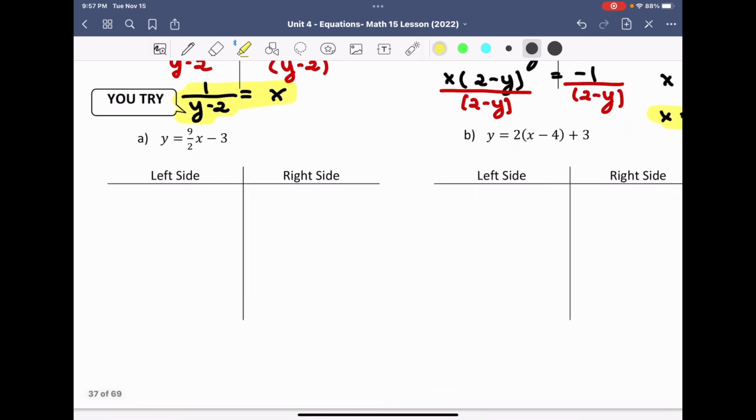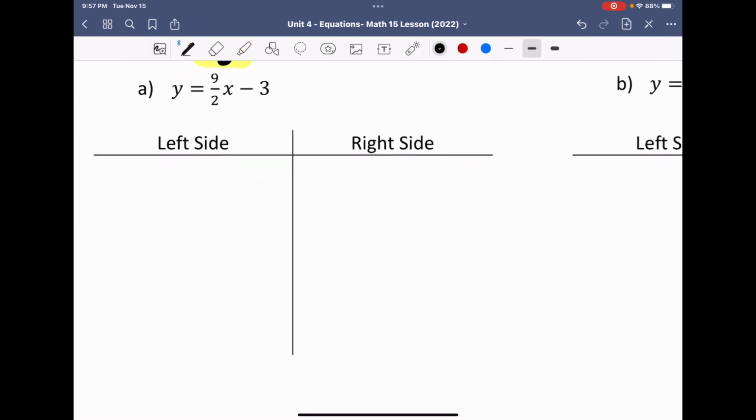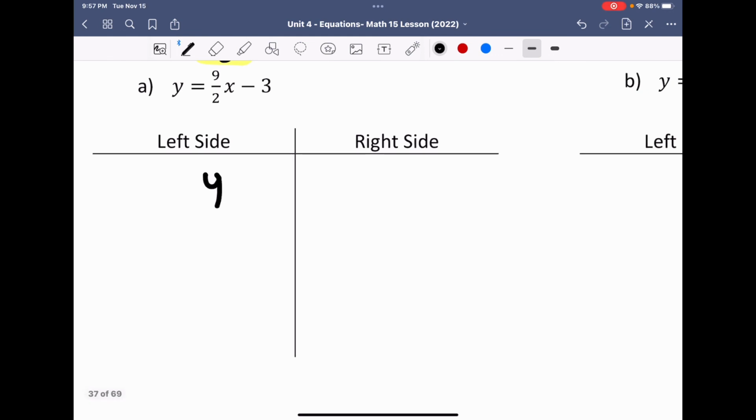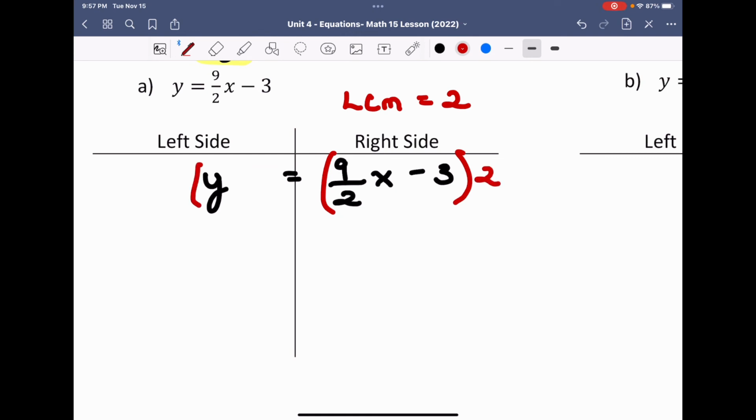All right, let's work on the you try section here. Remember, we always want to start by writing the original. Y is equal to 9 over 2 x minus 3. I could add the 3 across right away, or I could multiply everything by the LCM that's equal to 2. So if I multiply everything by 2, both the left and the right, this becomes 2y is equal to 2 times 9 over 2x. The 2's will cancel here, giving me just 9x. And negative 3 times 2 is negative 6.